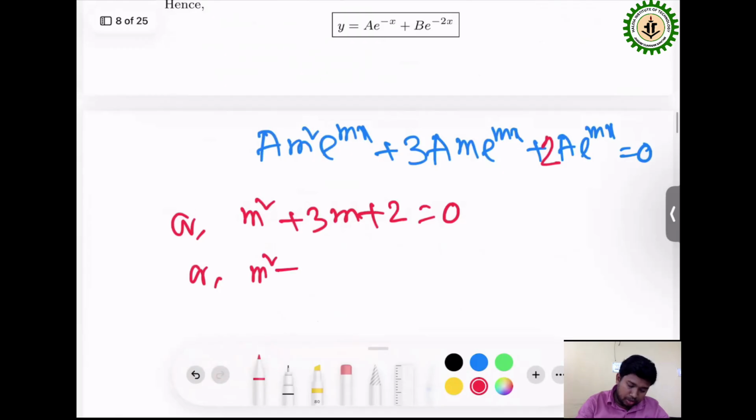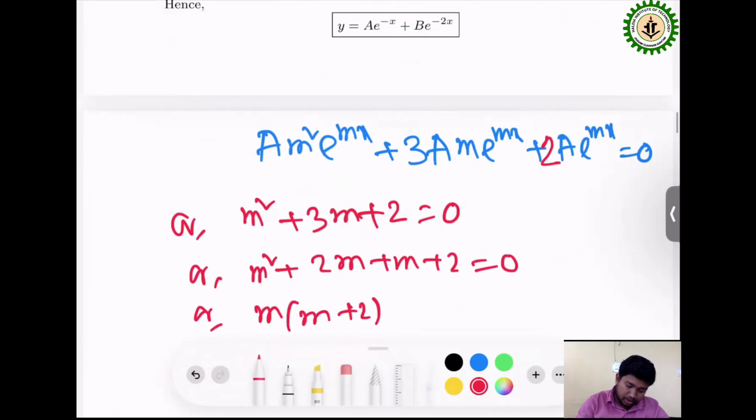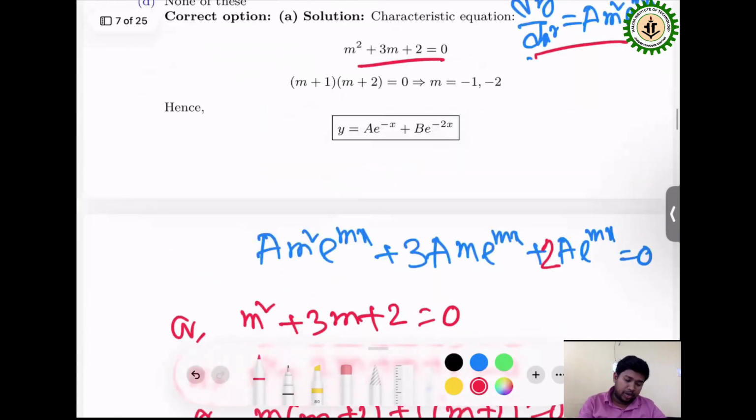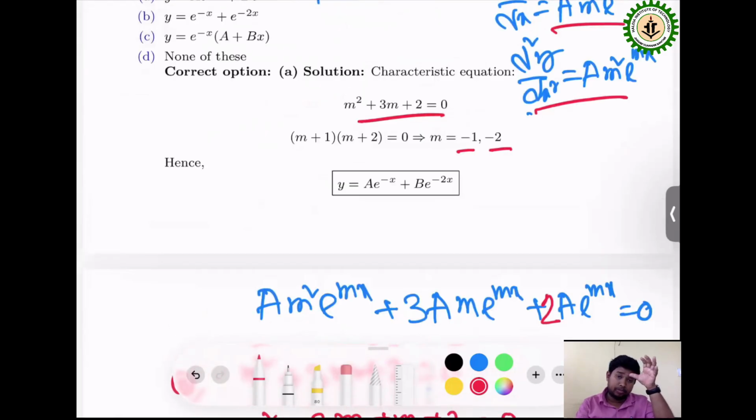m square plus 2m plus m plus 2 equal to 0. So we obtain m plus 2 into m plus 1 equal to 0. So we obtain m equal to minus 1 and minus 2. These two values are the root values of m: minus 1 and minus 2.